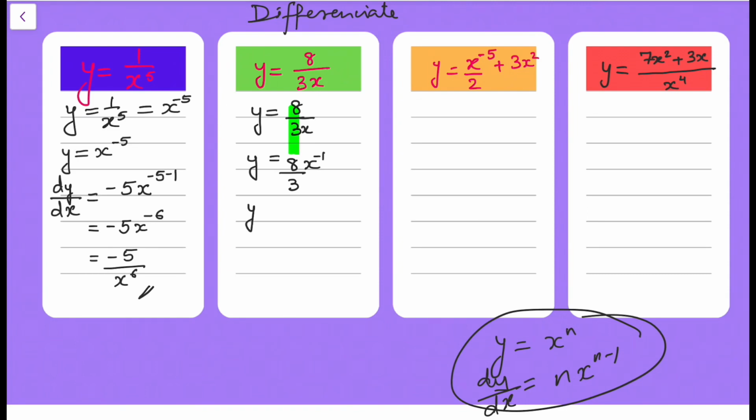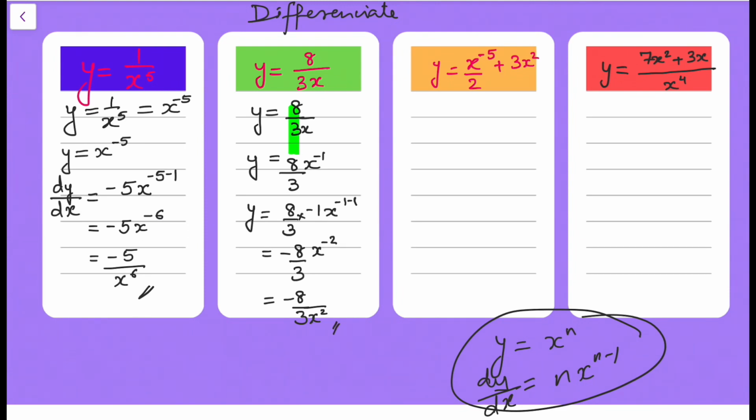So now when we differentiate this, it will become 8 over 3 times minus 1 x to the power of minus 1 minus 1. So that will become minus 8 over 3 x to the power of minus 2, and that can be written as minus 8 over 3x squared. Okay, make the powers positive.